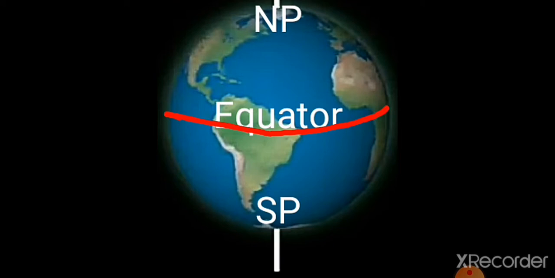Why is there a difference in the height of the troposphere? It is related to the temperature experienced on the Earth's surface. Near the equator, temperature is high and air is expanded. On the other hand, near the poles, it is very cold and air is contracted.